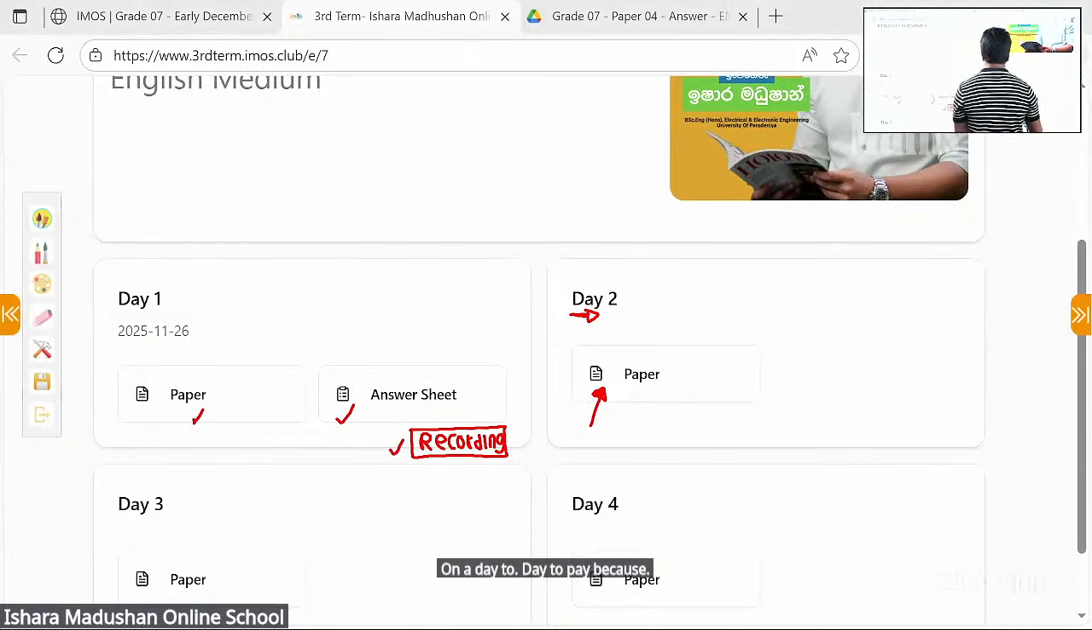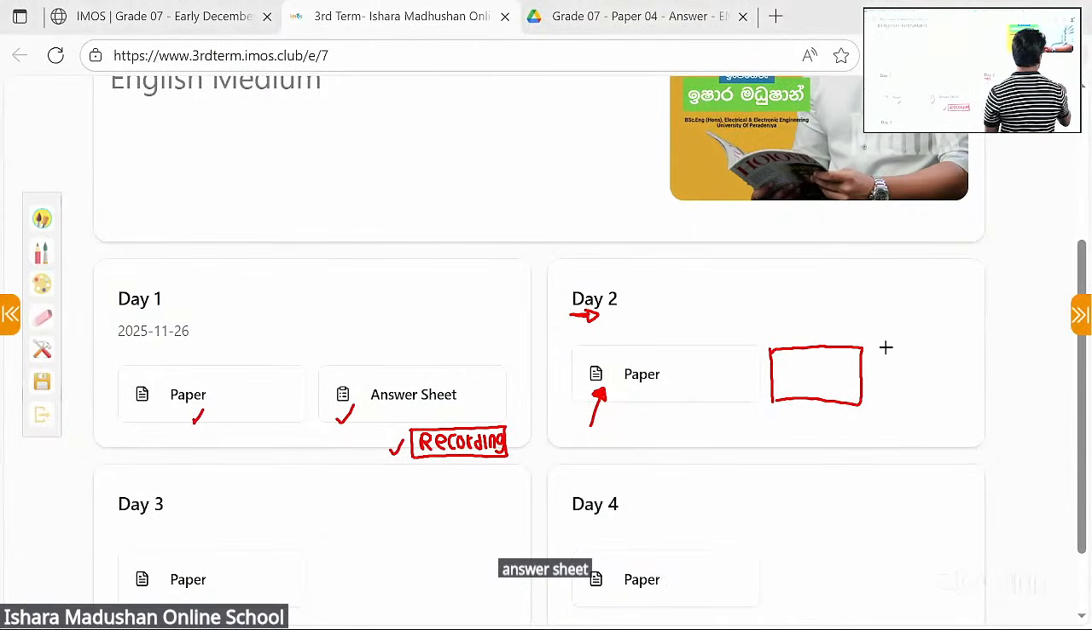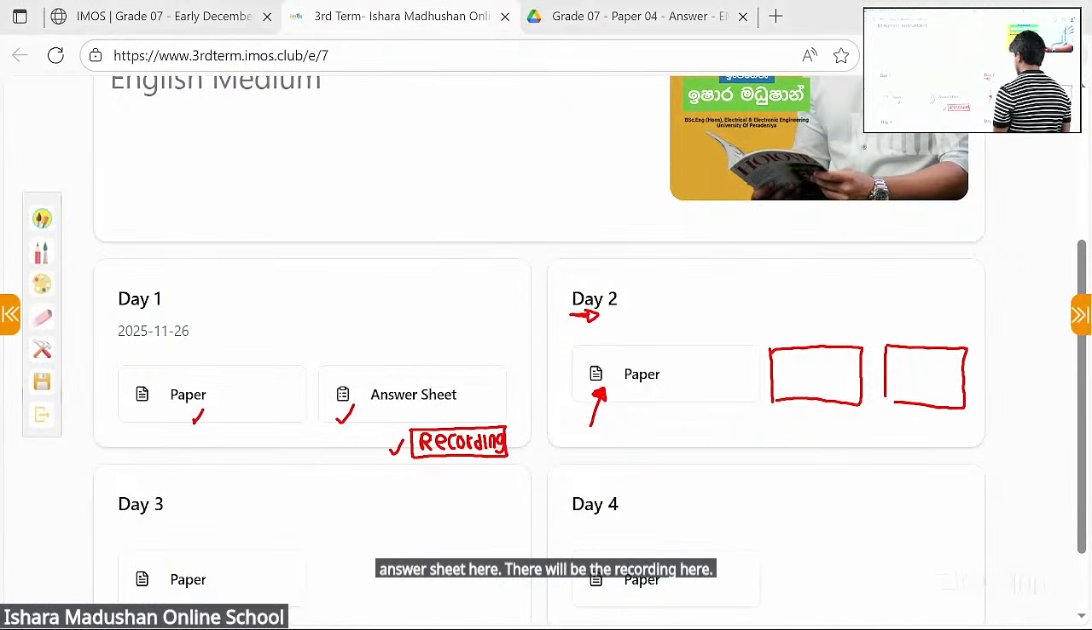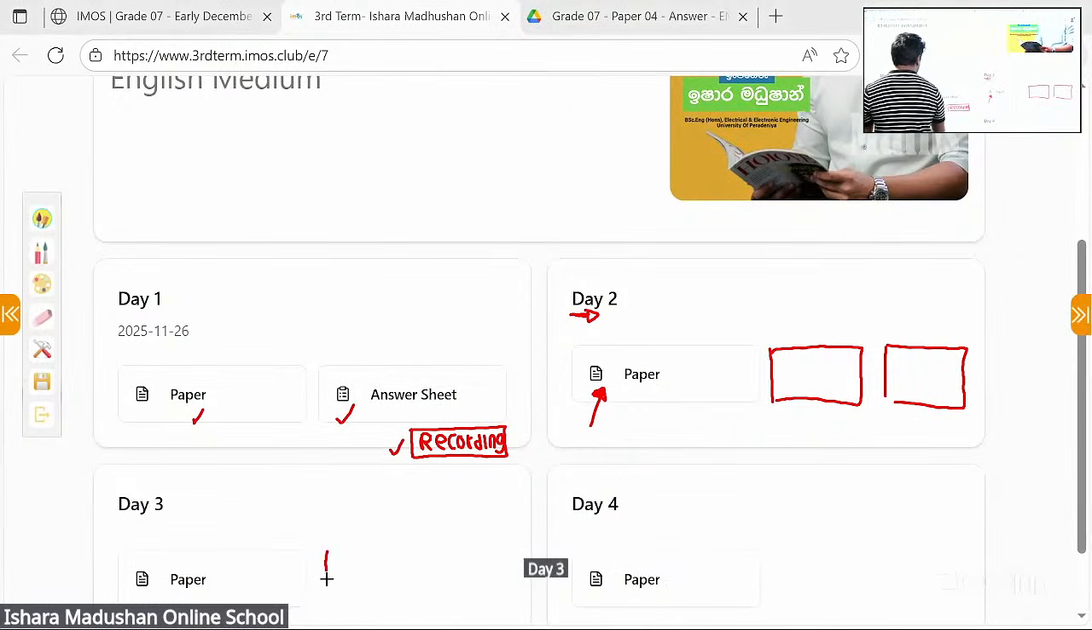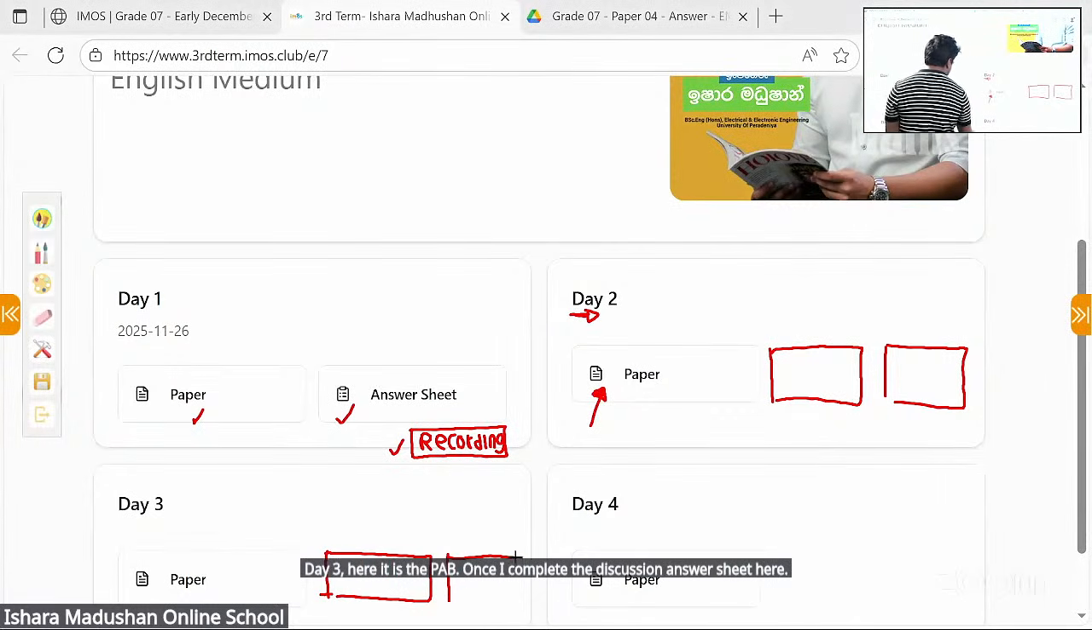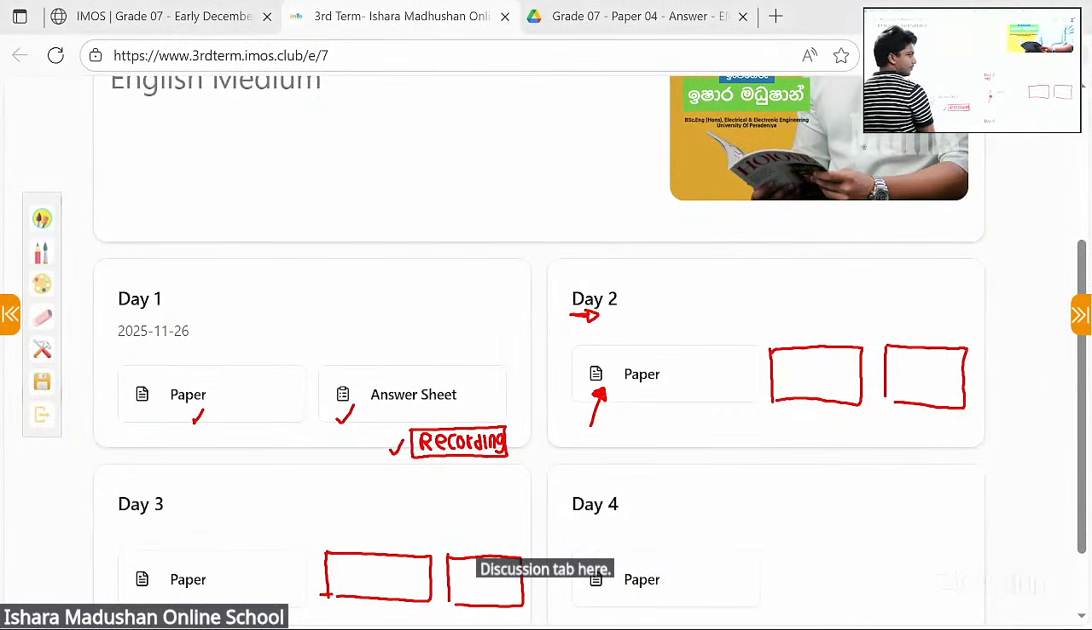Once I complete the discussion, there will be the answer sheet here. There will be the recording here. Day 3, here it is the paper. Once I complete the discussion, the answer sheet will be here. Discussion tab here. How nice is that?